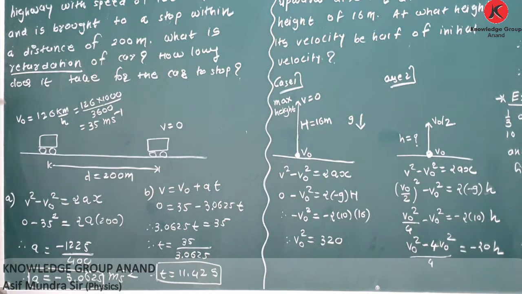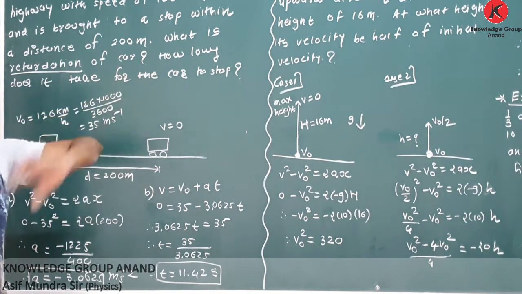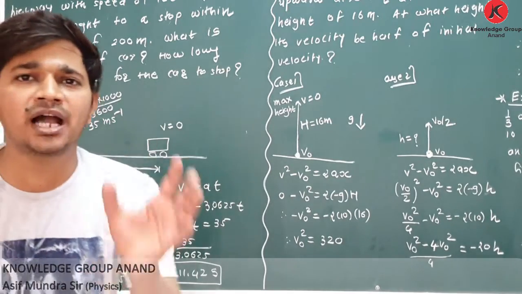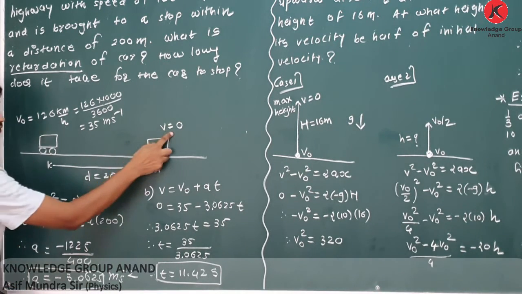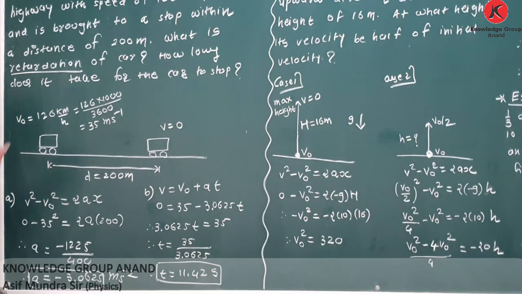What is the second question? How long does it take for the car to stop? How long means you have to find the time in which the vehicle stops. Initial velocity, yes you know. Final velocity, yes you know. And now you already know the acceleration. You have to find time.